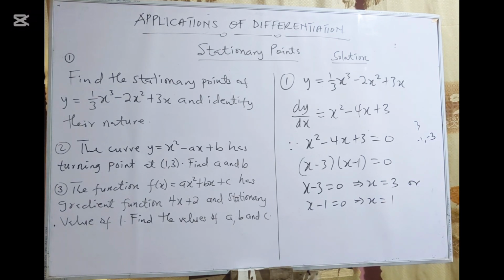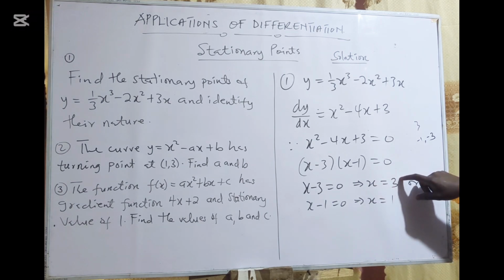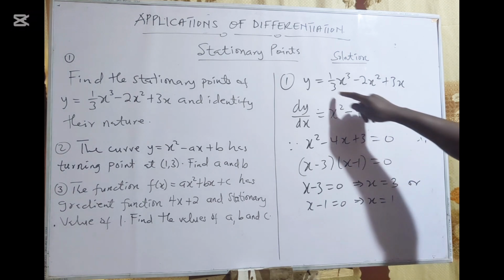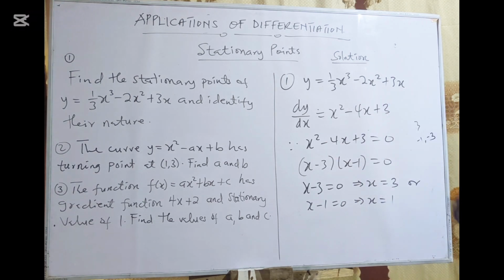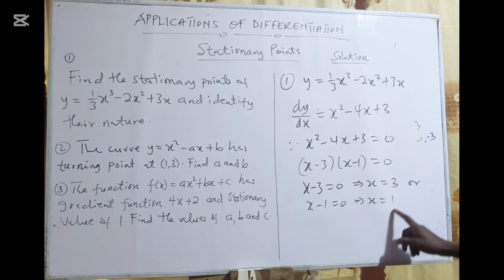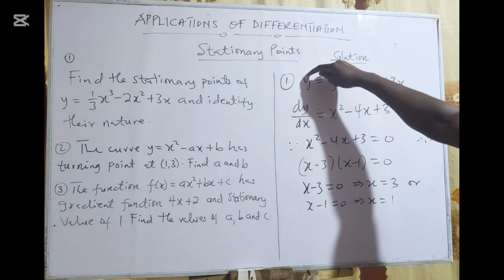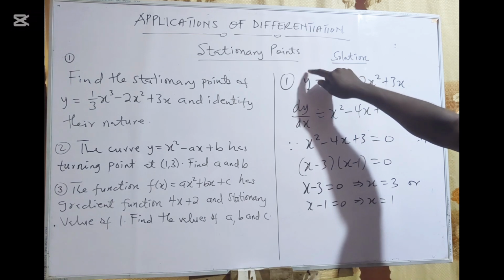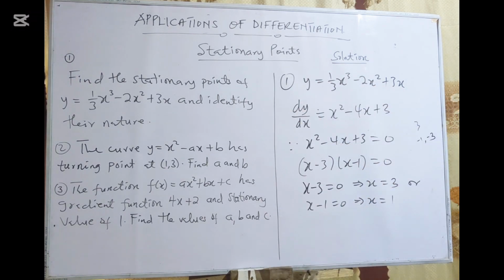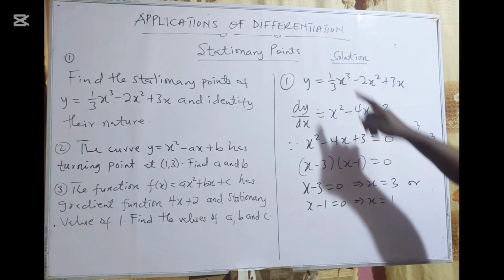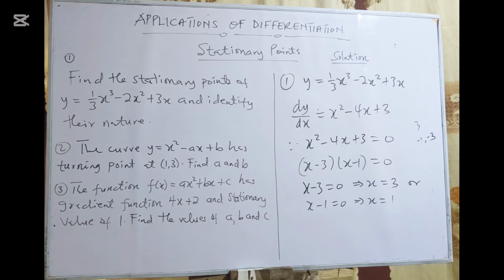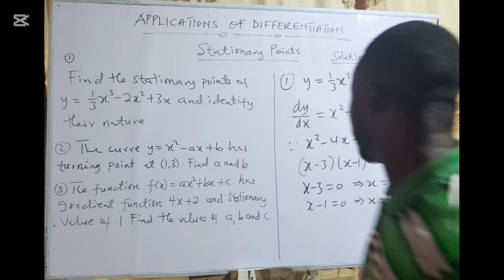Alright, so what we are finding is a point. At the point where x is equal to 3, that is where this particular curve is at the maximum or the minimum, or where x is equal to 1. But we have to find the corresponding y value. So we will substitute this value into the main function and find the corresponding value of y, and then we do that for 1 as well. Alright, so let's do that.